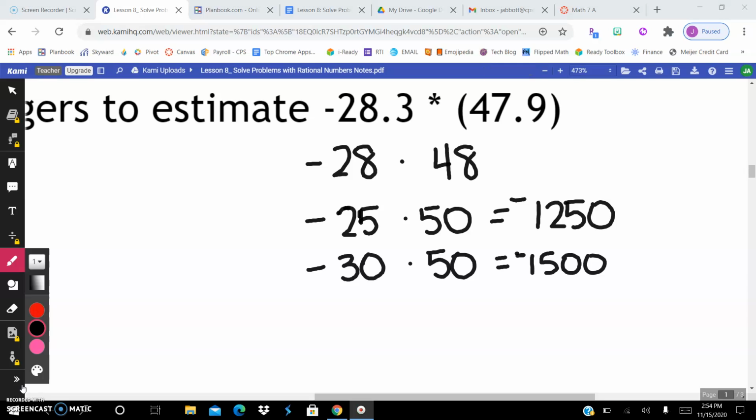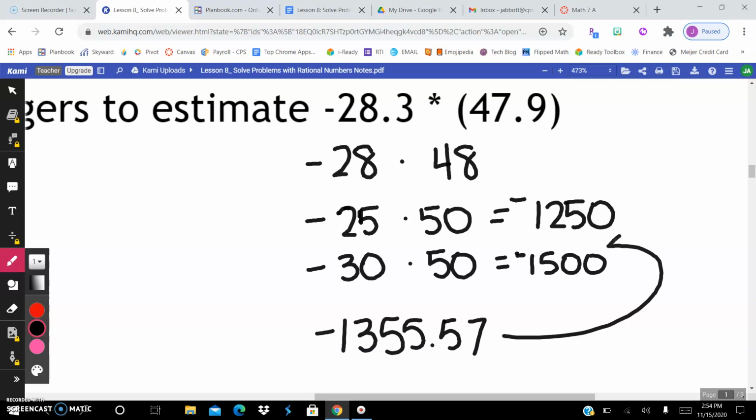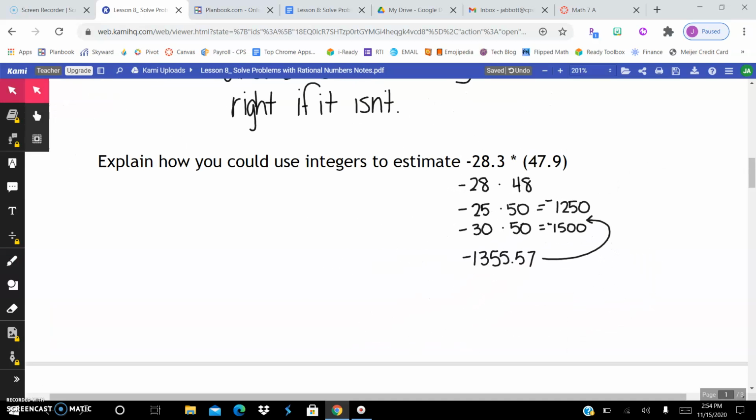If I were to multiply these numbers together as they are, I would get an answer of -1,355.57. So that does fit right in between our two estimated answers. So we know we were good with our estimations. So when a problem asks you to estimate, as long as you are close, it will not be wrong because we're not following the exact rounding rule of round to the nearest tenth or round to the nearest whole number. We're rounding to numbers that are easy to work with, and for different people, that's different numbers.